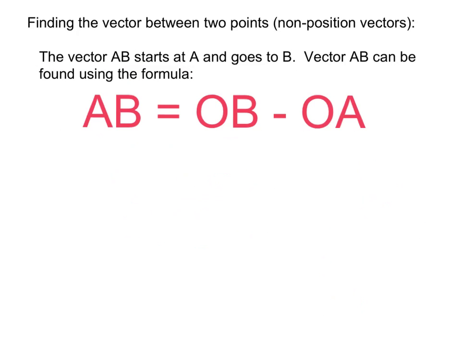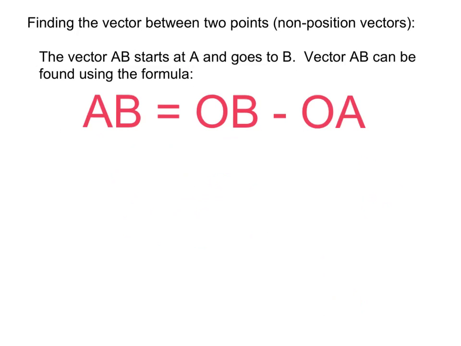The other way to make a vector, and this formula is staring at you, I made it huge because it's important. This is probably the most important formula in vectors. There are some other big ones, but this is a very basic one. Not all vectors are position vectors. Not all vectors start at the origin and go to a point. Some vectors will go between 2 points.